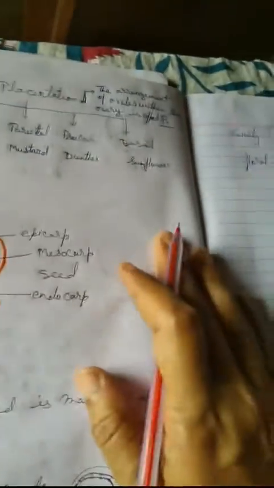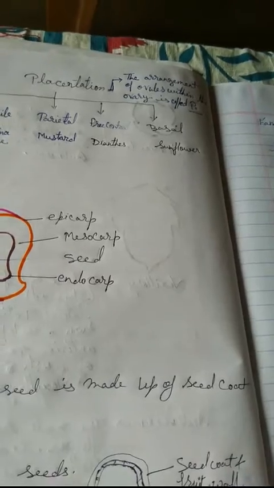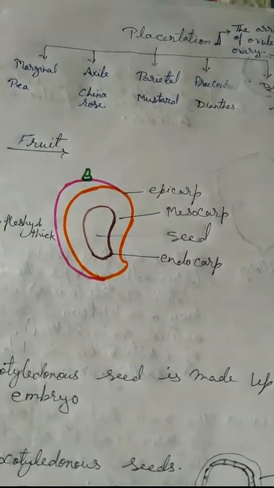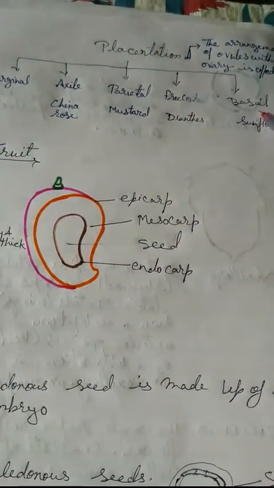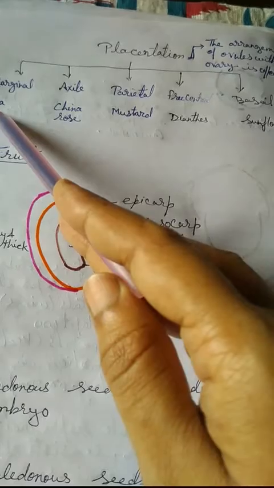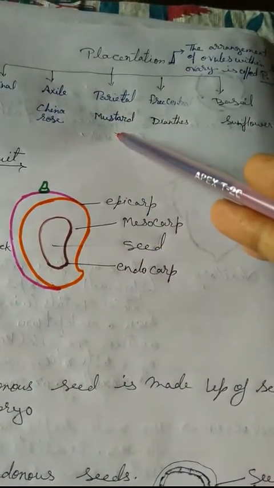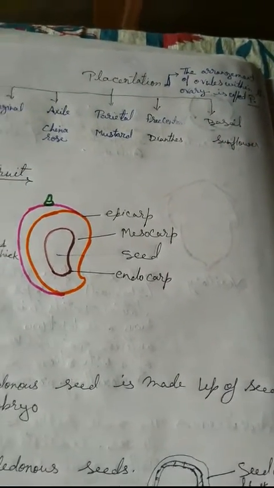Next, placentation. The arrangement of ovules within the ovary is called placentation. Placentation is divided into some types: marginal, axile, parietal, free central and basal. Marginal, for example, pea plant; axile is present in China rose; parietal is present in mustard; free central in dianthus and basal in sunflower.